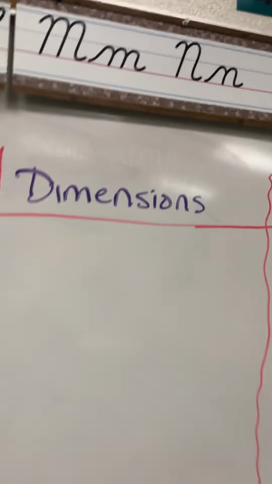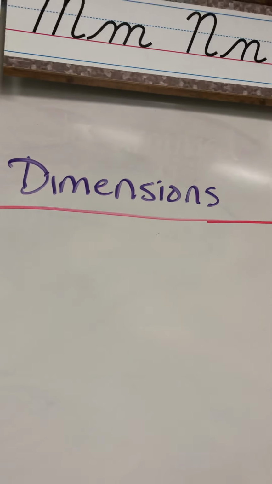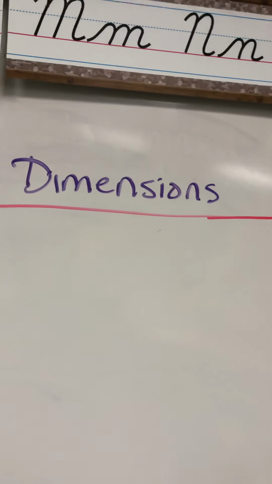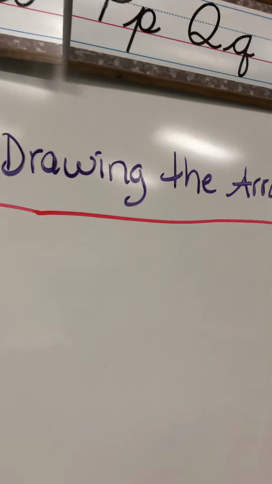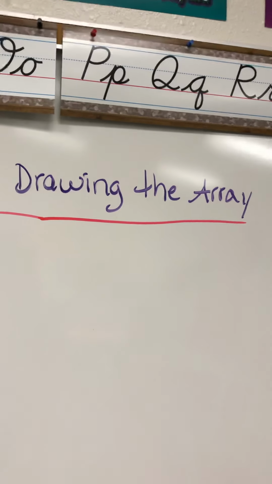In the third column, we have dimensions. There's that math word. Do you remember what dimensions are? Well, if you said the measurable size of something, or you said rows and columns, you were spot on. We're going to talk about that today. And last but not least, we are going to draw the arrays we make. I wonder how many arrays we can make with 16 Skittles. Let's take a look at my Skittles.